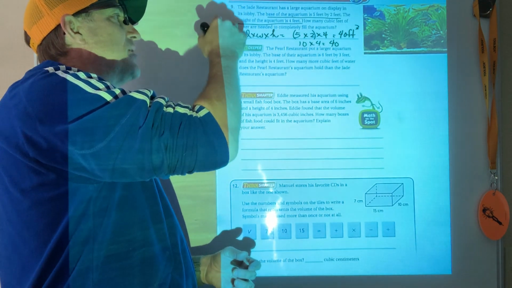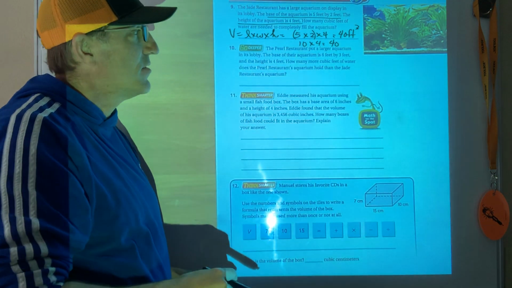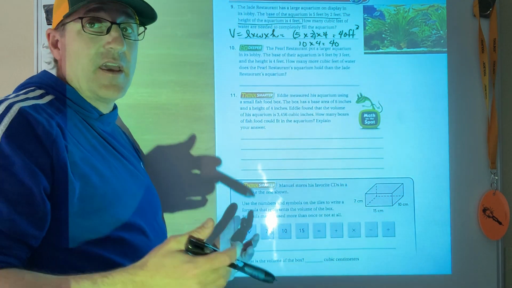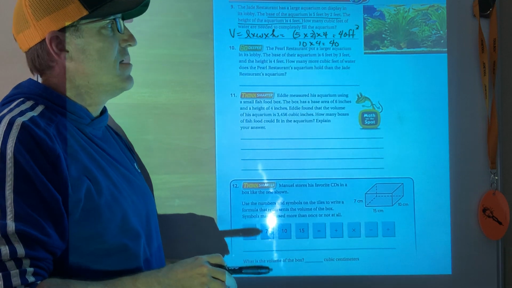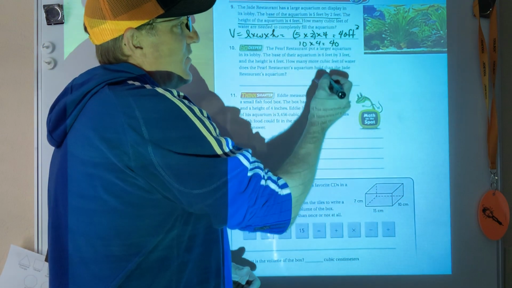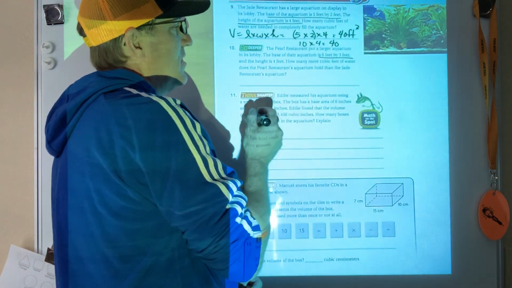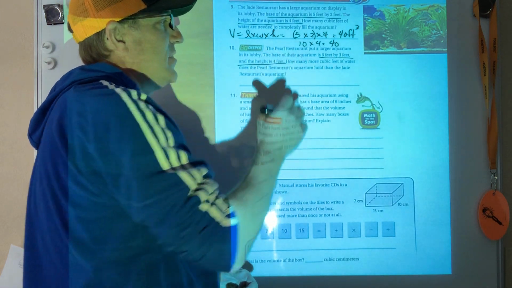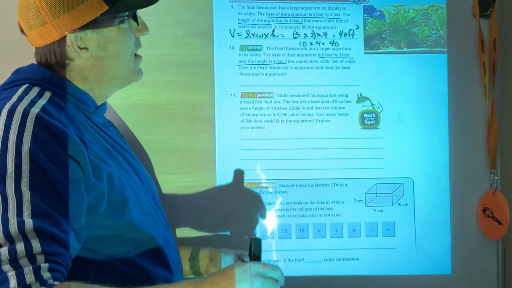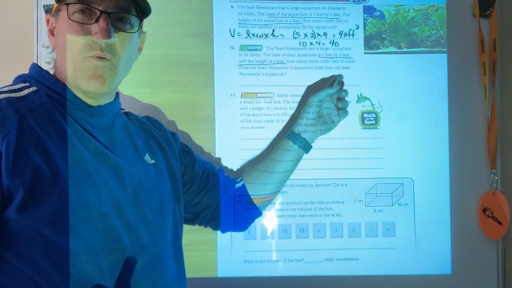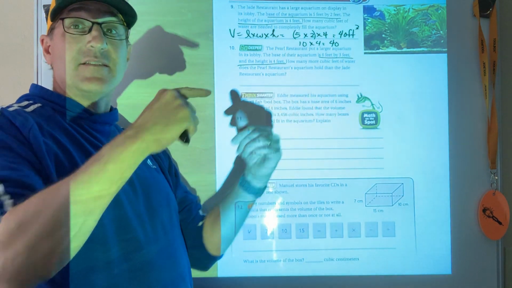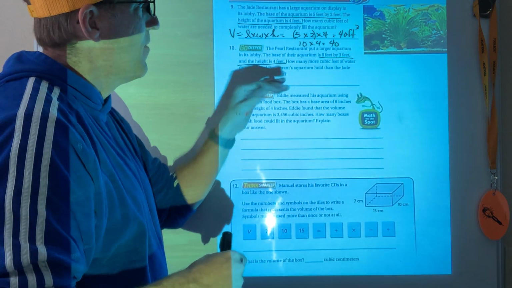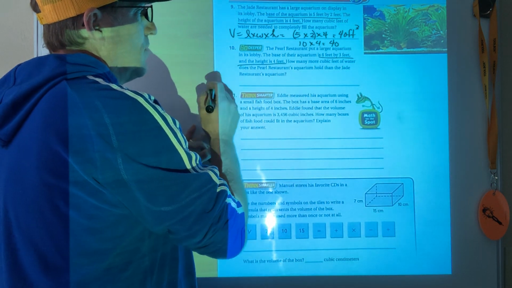Now, going deeper, we're going to connect these two problems together. The Pearl restaurant is going to have a bigger aquarium in its lobby. The base of their aquarium is 6 feet by 3 feet, length times width again, and the height is still 4 feet. So it's just bigger at the base, by 1 foot on each side. Let's see how much bigger their aquarium is. How many more cubic feet of water does the Pearl aquarium hold than the Jade?